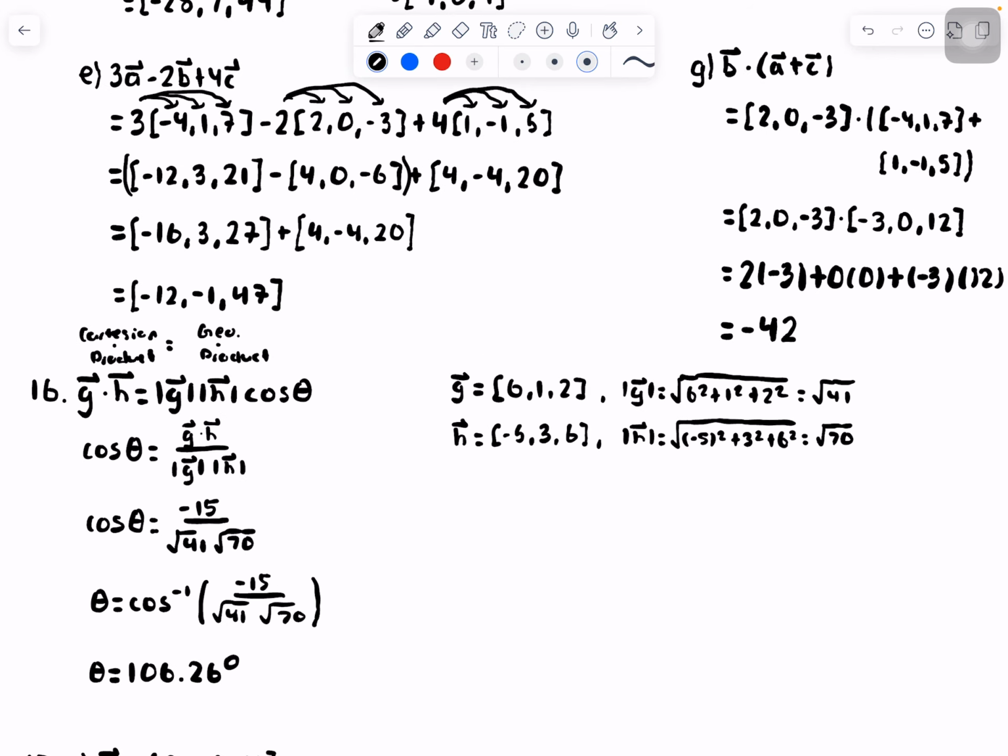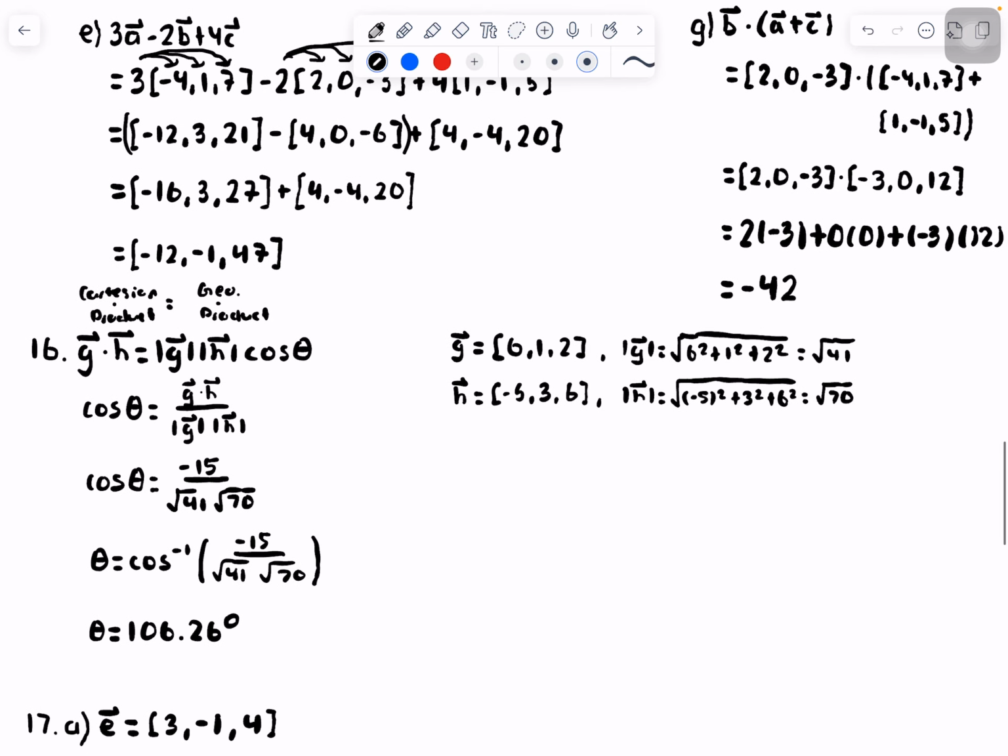Okay, now I found the magnitudes here. So the vector g is 6, 1, 2, h is -5, 3, 6. I found the magnitudes using the Pythagorean theorem right here. And then I inputted that. Now, mind you, I didn't do g dot h explicitly here, but I can show it to you on the side. It's going to be 6 times -5 plus 1 times 3 plus 2 times 6.